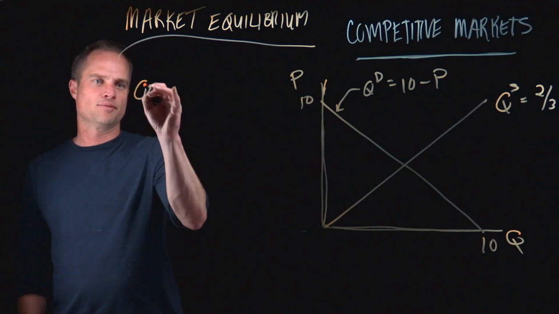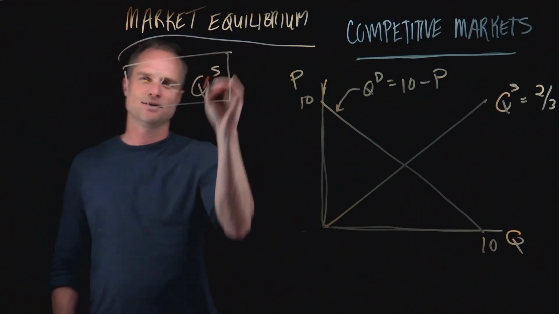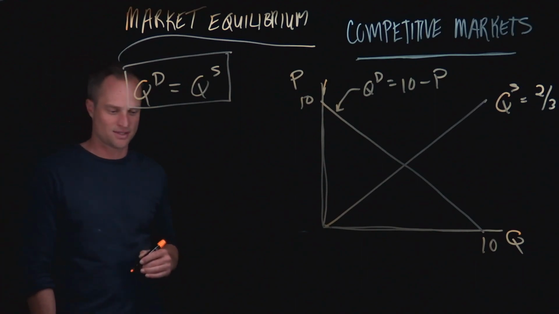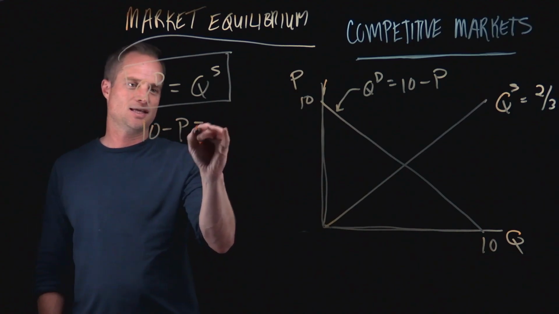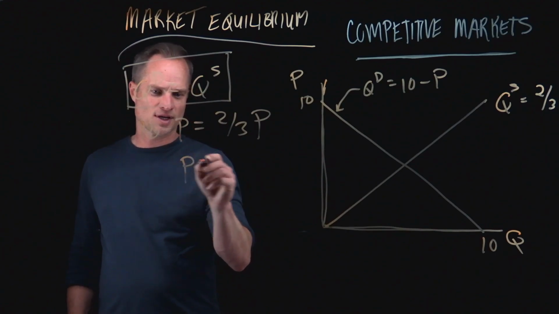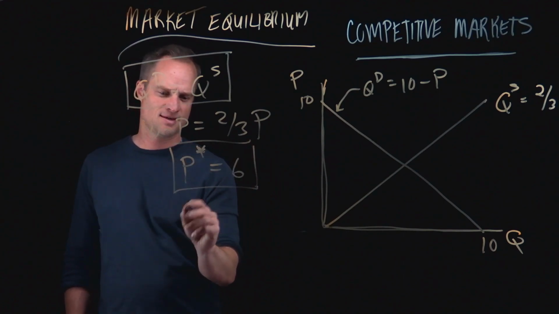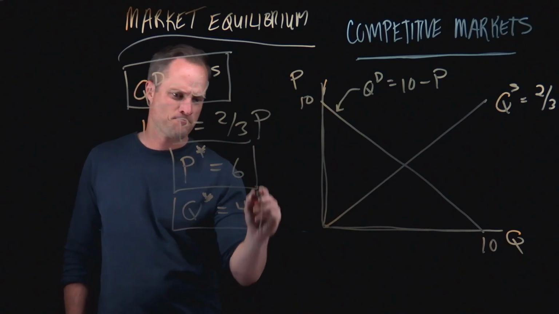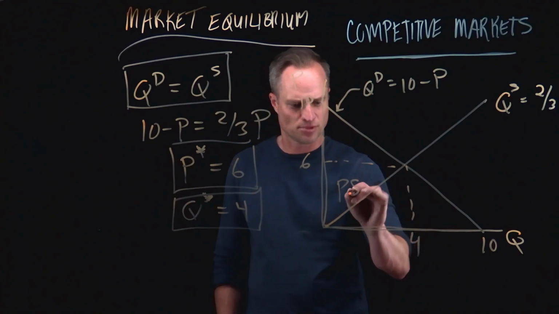All right, the equilibrium condition is where quantity demanded equals quantity supplied, or supply equals demand. Many of us remember this from previous classes in microeconomics or in high school or wherever. And if you set quantity demanded equal to quantity supplied in our model, you're going to get a price that's equal to 6 and a quantity that's equal to 4. 6, 4.